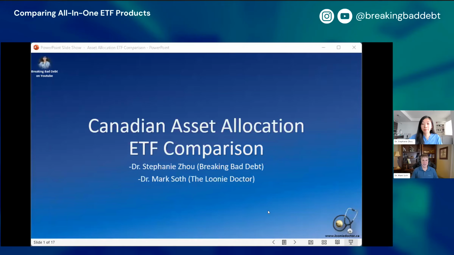Great. So this is just a follow up from the talk that we did last time, where we talked about why we would use asset allocation ETFs. And we're going to go through some of the major ones and a little bit of a comparison of them.